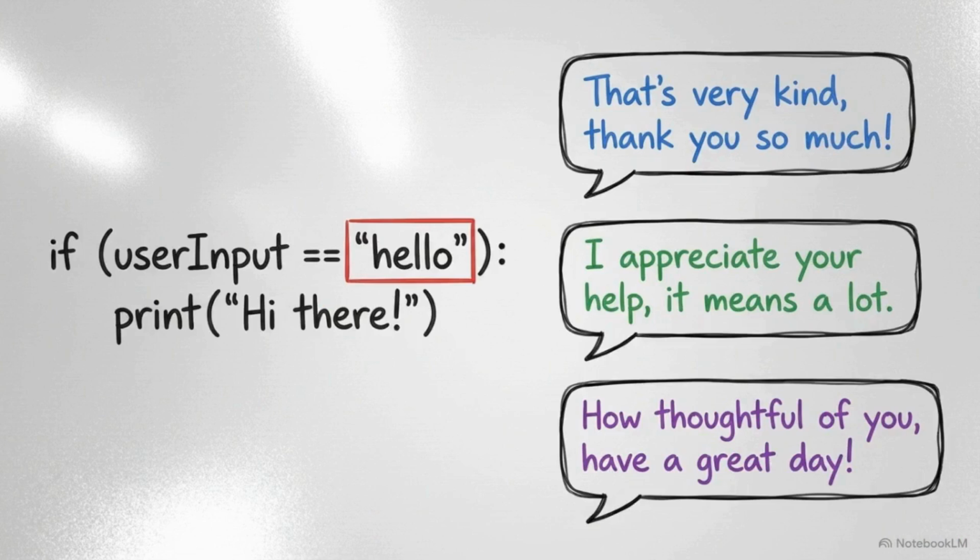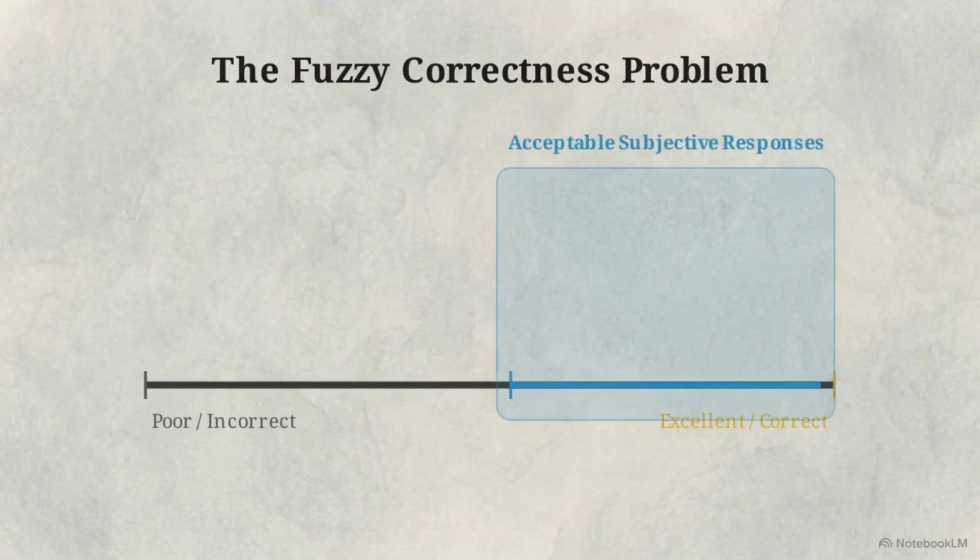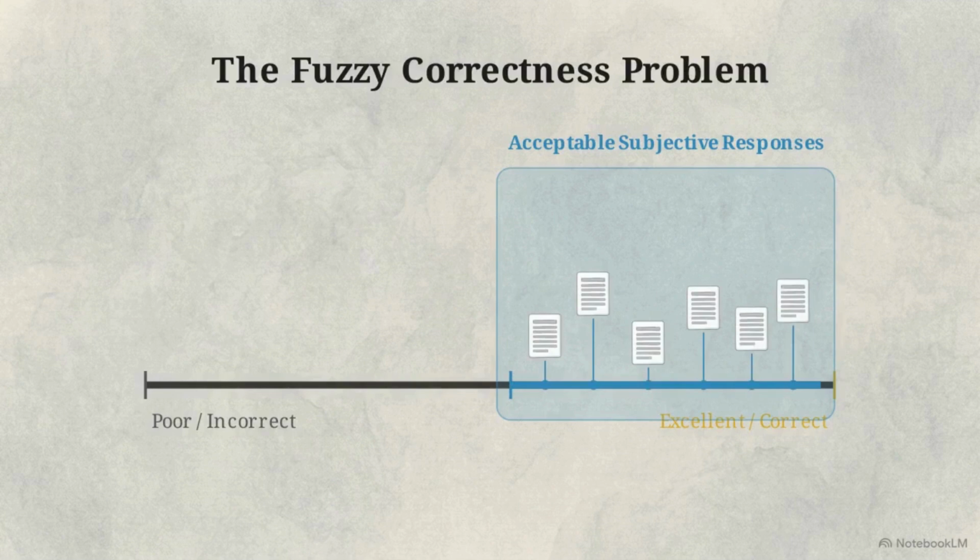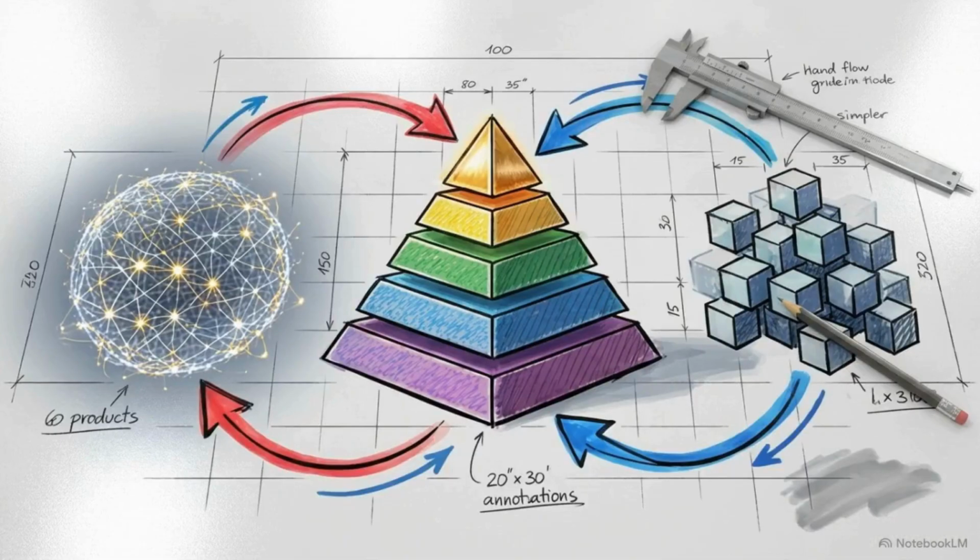Building this system requires addressing fuzzy correctness. Unlike a regex pattern strictly matching a string, there is rarely a single binary correct answer. If you ask a model to summarize a support ticket empathetically, correctness spans a range of acceptable subjective responses. You cannot measure what you have not defined. Engineers must map out the exact dimensions of correctness before they can evaluate any output programmatically.